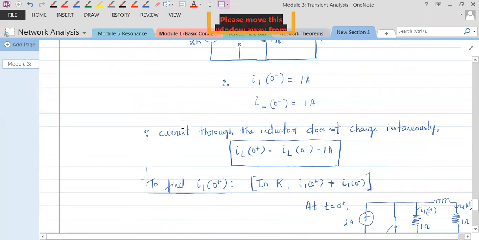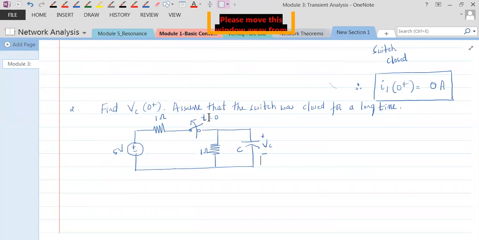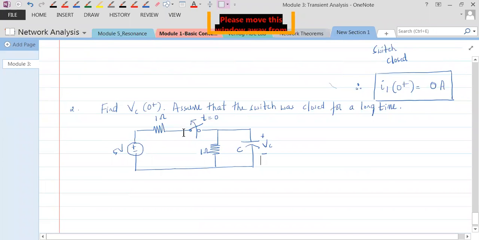Now, what's happening here? Assume that the switch was closed for a long time. That means here the arrow is showing that the switch is being opened at t equal to 0. The switch is being opened at t equal to 0. And what is it saying? Since it is being opened at t equal to 0, it was closed for t less than 0, and it was closed for t less than 0 means it was closed for a long time.